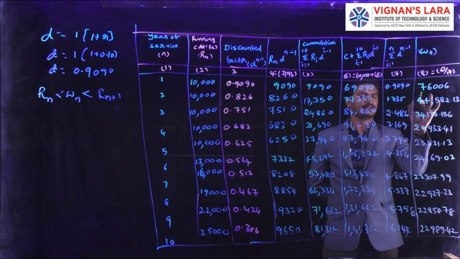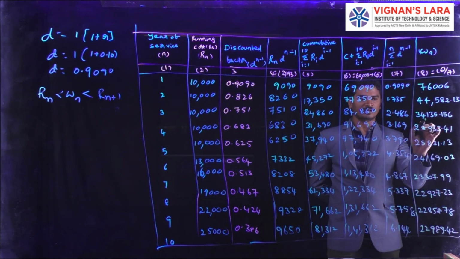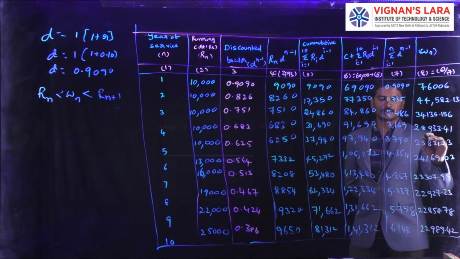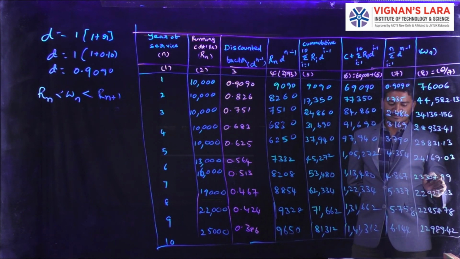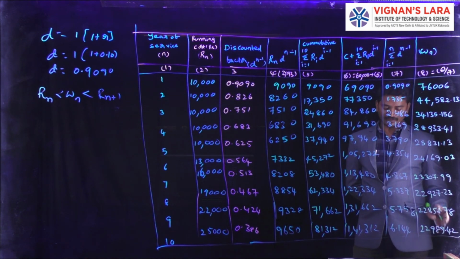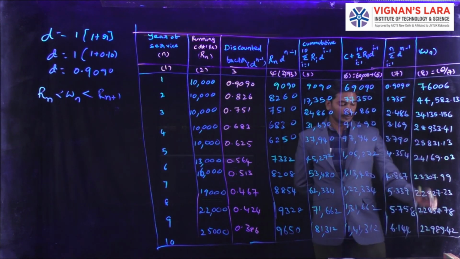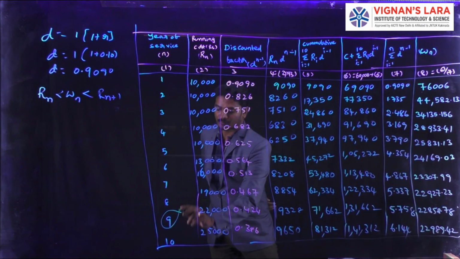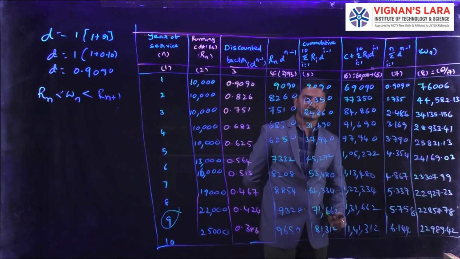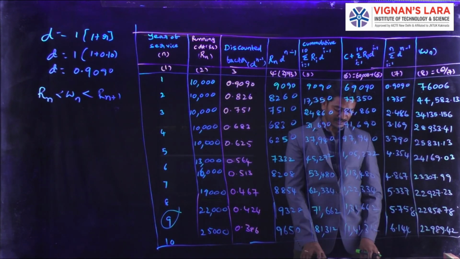Here first year we get 76,006, second year we get 44,582, and third year 34,135, and fourth year 28,933.41, fifth year 25,831, sixth year 24,169, seventh year 23,307, eighth year 22,927, ninth year 22,858, and 10th year 22,989. From this, which one is the minimum? We have to identify that minimum value. So here the minimum is at 9th year, minimum WN. So we are going to replace the machine at 9th year.